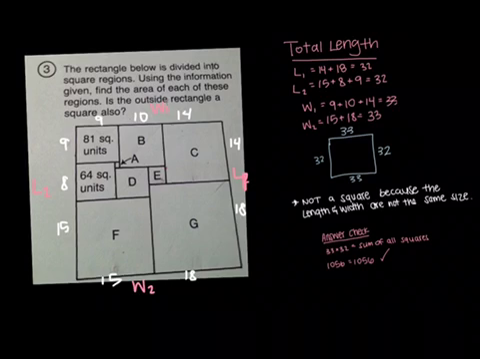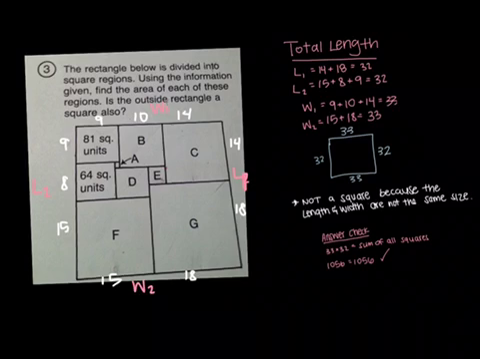Now for the width, you're going to do the same thing, 9 plus 10 plus 14 to get 33, and 15 plus 18 to get 33. So if you look at this now, the width is 33 and the length is 32. So since those aren't the same number, this cannot be a square. It has to be a rectangle because the sides aren't equal.